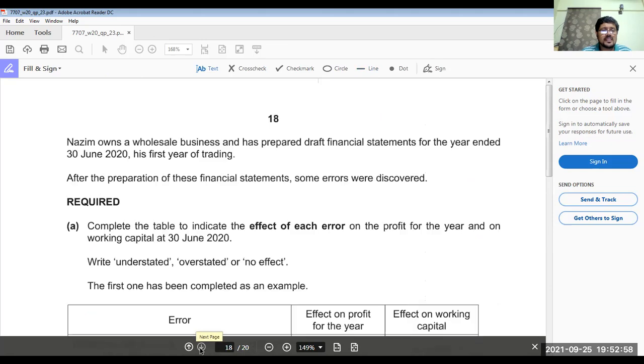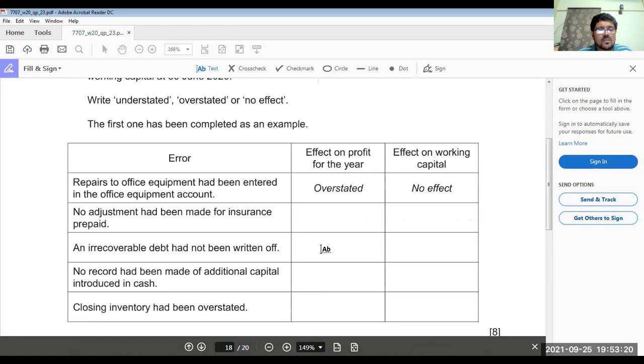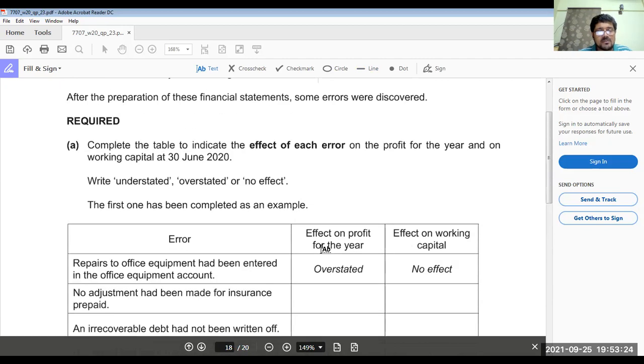Move on. Question number 5. Nazim owns a wholesale business and has prepared draft financial statements for the year ended 30th June 2020, his first year of trading. Some errors were discovered. Complete the table to indicate the effect of each error on the profit for the year and on working capital at 30th June 2020. We write understated, overstated or no effect. The first has been completed as an example.